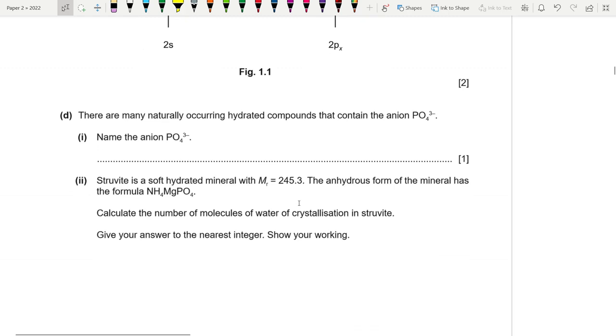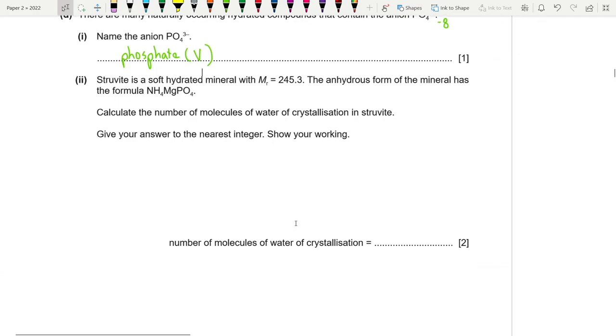There are many naturally occurring hydrated compounds that contain the anion phosphate. Name the anion phosphate. Okay, so the name is phosphate, right? But you've got to mention the oxidation number. Oxygen has an oxidation number of -2 always, except in peroxide. So that's -4 times -2 is -8. So phosphorus should be +5 to give an oxidation number of +3 overall. So this is phosphate(V) actually.